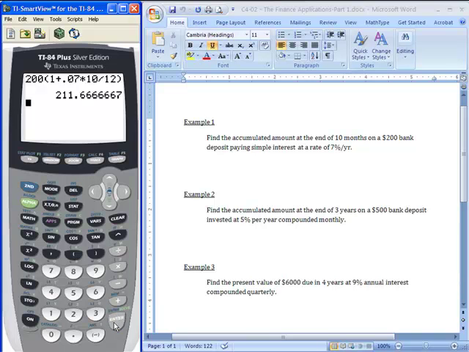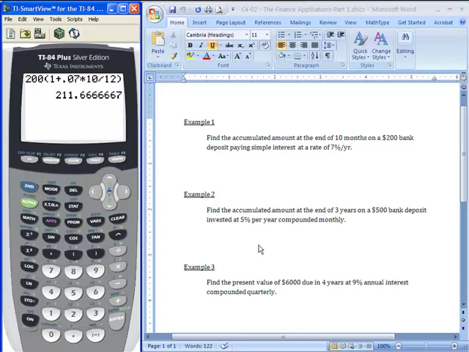If I pressed enter, in this case I get $211.67 if we round that to the nearest penny, since these are dollars. That means that we started with our original principal of $200 and over the 10 months earned $11.67 in interest.